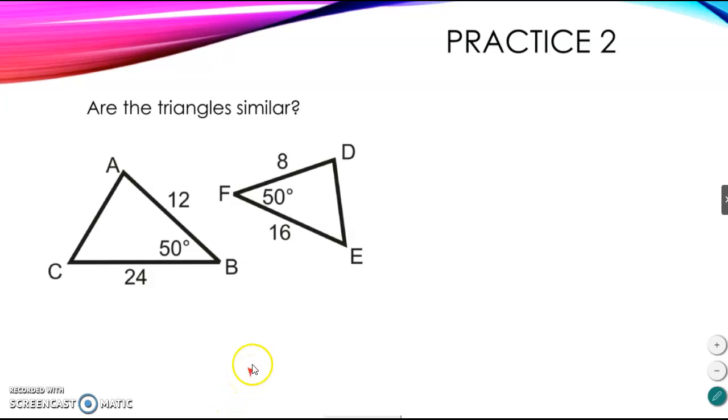Okay, so let's do a little practice here. The question is, are these triangles similar to each other? I'm taking a look at them and noticing that we have this 50-degree angle here. And I noticed that there's a reflected 50-degree angle, reflected and rotated a little bit, in this other triangle. So what could be going on here is that side AB could correspond to side FD, and also CB could correspond to side FE. And so I'm going to set up a ratio to see if those are similar to each other.